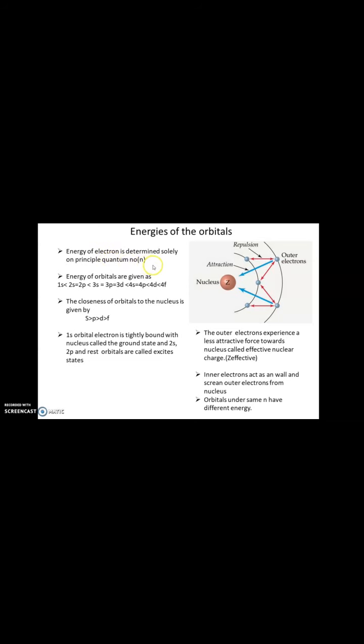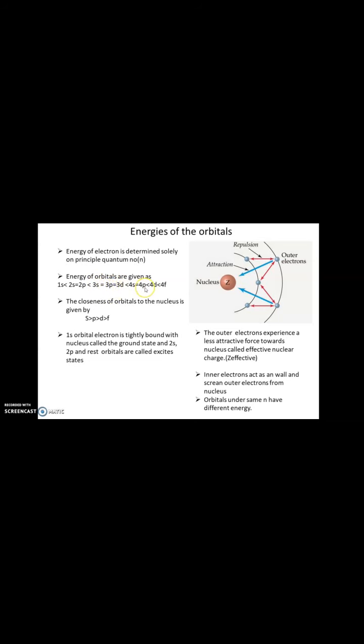If it does so, then the energy of the orbitals is given in this order, where 1s is called the ground state energy or lowest energy level. Then 2s and 2p, since both orbitals have the same quantum number, n equals 2, have the same energy. Then 3s, 3p and 3d under n equals 3 show similar energy.